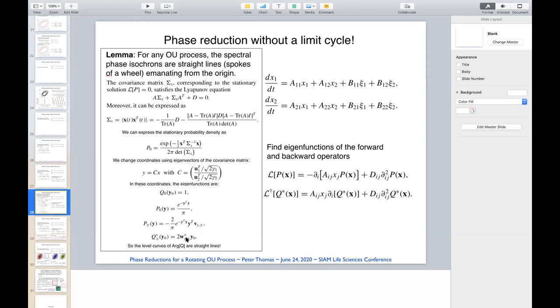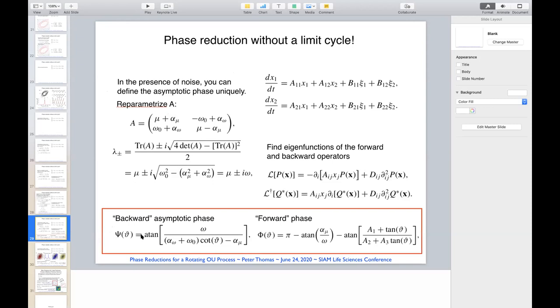And so the punchline is that the eigenfunctions for the backward operator can be written out explicitly, and they are just linear combinations of the coordinates. And the associated eigenfunction for the forward operator is also a linear combination of coordinates multiplied by this exponential, this Gaussian envelope. So the backward operator has eigenfunctions that have complex arguments that necessarily always form straight lines, spokes of a wheel. And you can extract an expression for what that asymptotic phase looks like as a function of the geometric phase. Here, theta is just the standard geometric phase in polar coordinates.